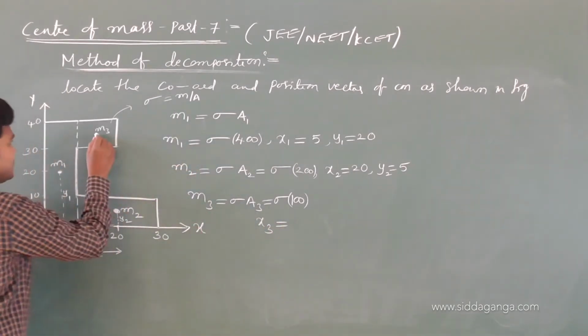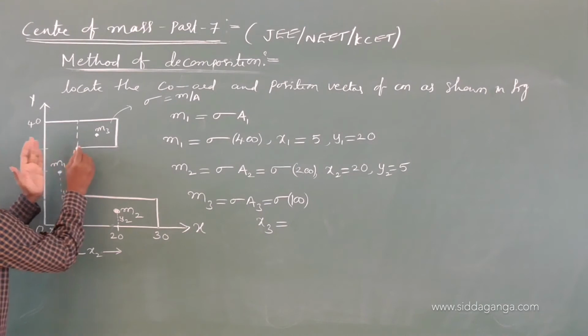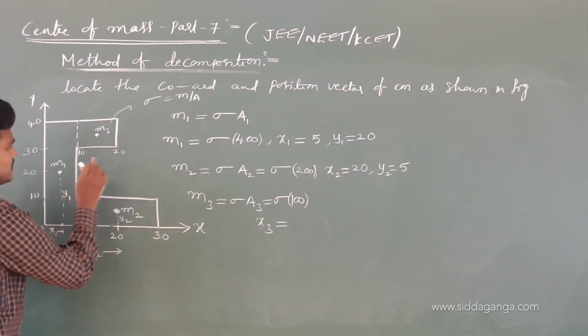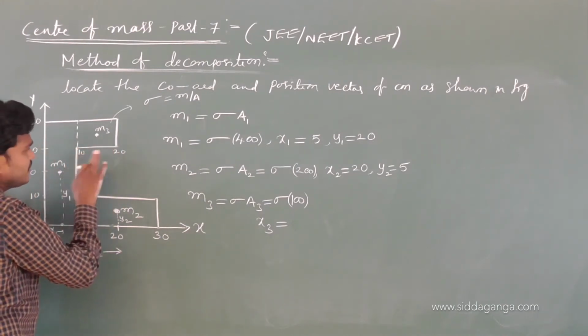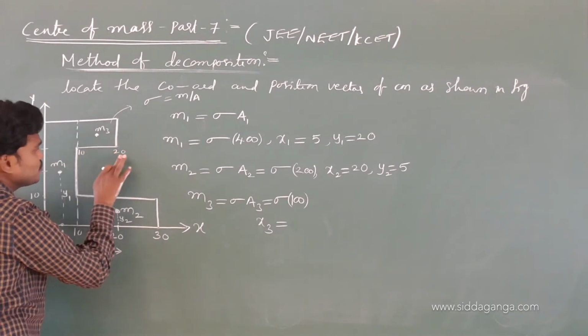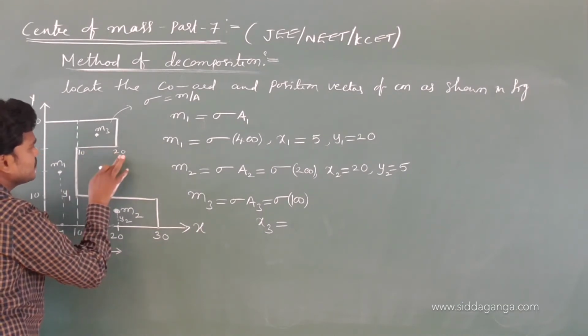Coming to the x3. See, here the value is 10, here 20. I told how to get x3: starting plus ending by 2. 10 plus 20 by 2. This is x3.